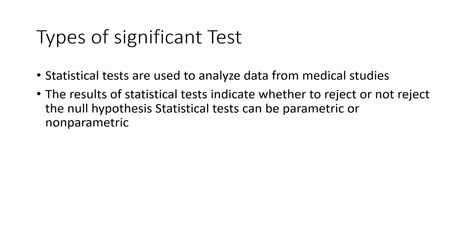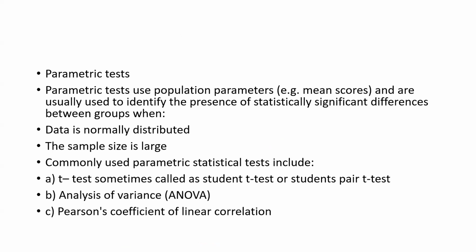Now the types of significance tests. Statistical tests are used to analyze the data from medical studies. The result of a statistical test indicates whether to reject or not to reject the null hypothesis. Statistical tests can be parametric and non-parametric.